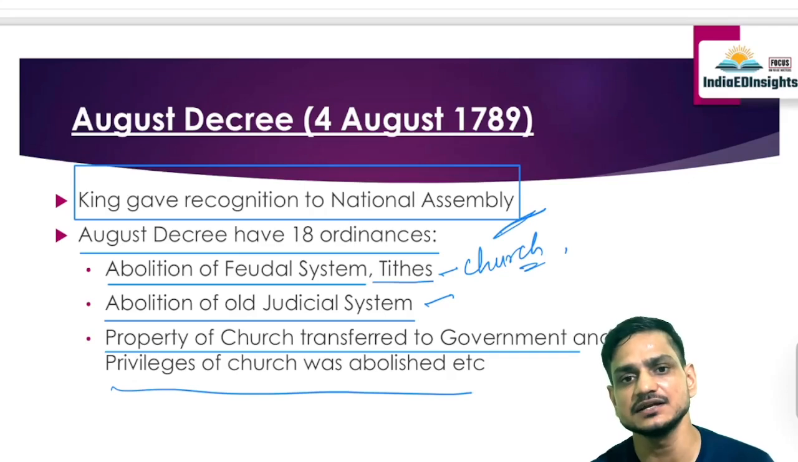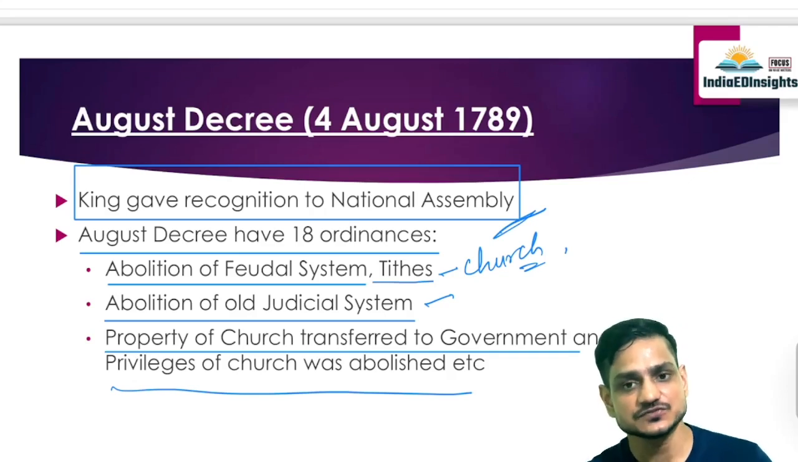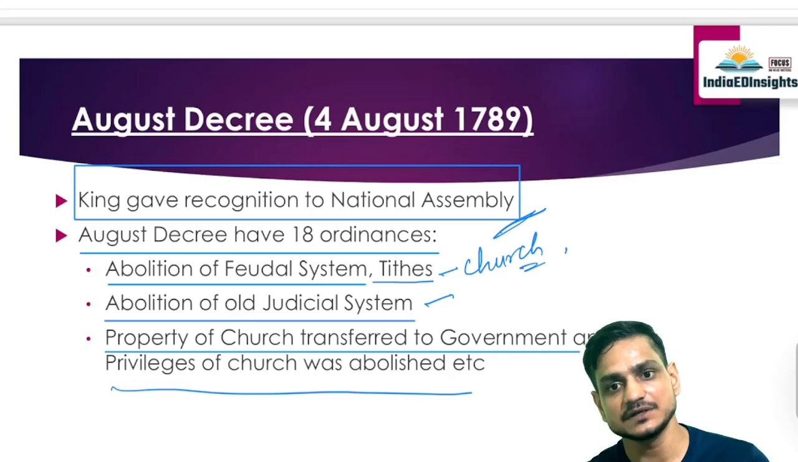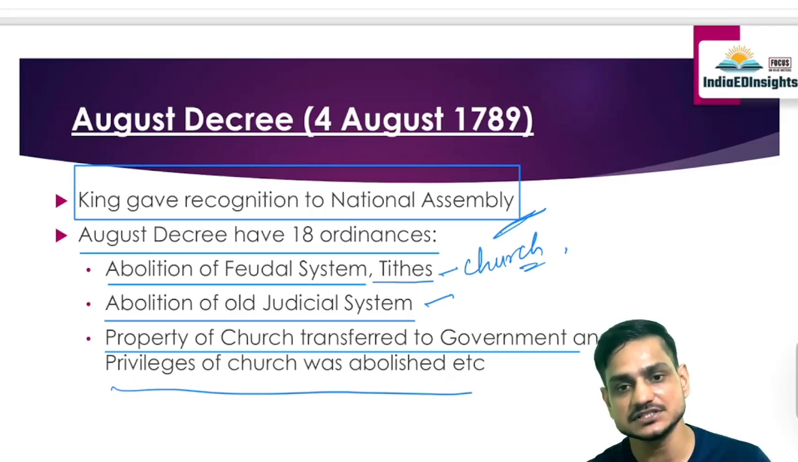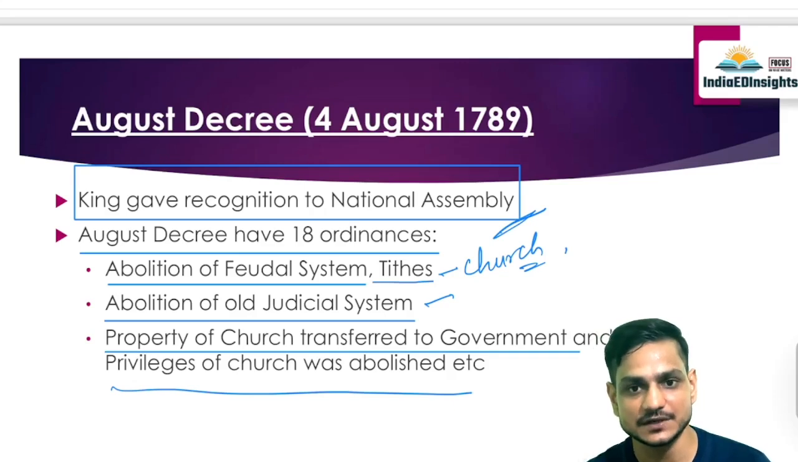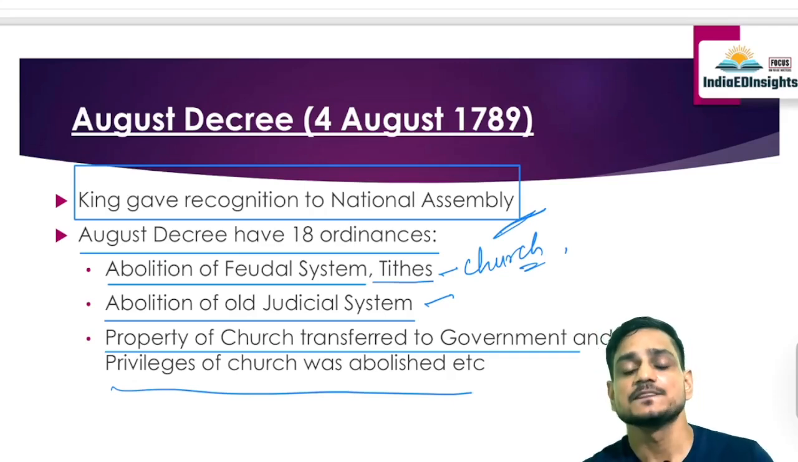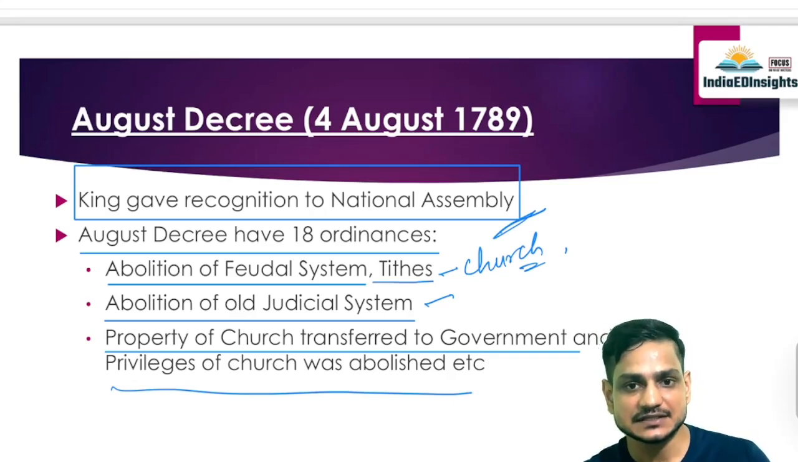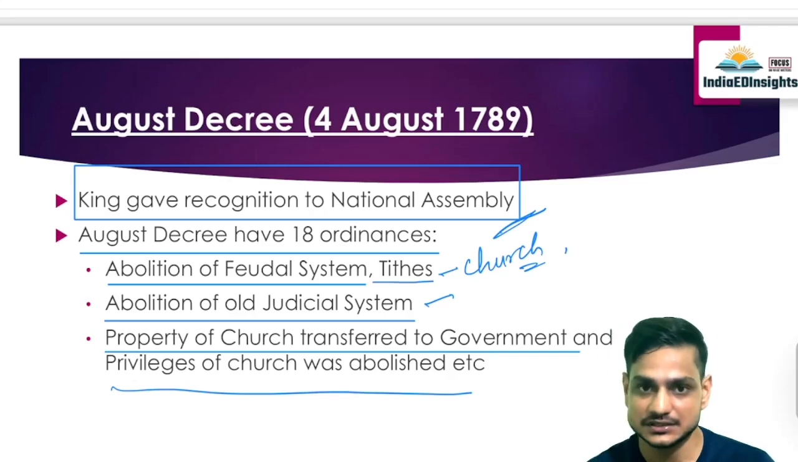So these are certain major things which first came into the picture during the August Decree. During the August Decree, the National Assembly provided 18 ordinances that were most important, and at that point the constitution was not completed. Because of great fear, the National Assembly thought that we have to provide certain rules and regulations so that people think we are doing something for them.